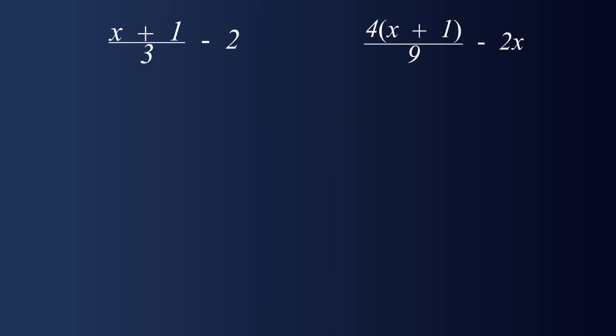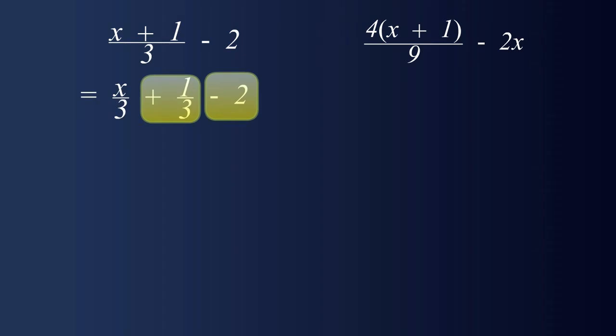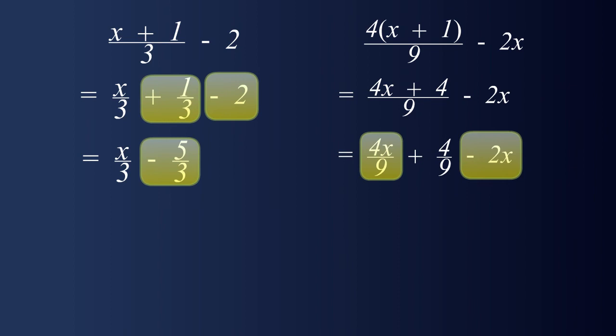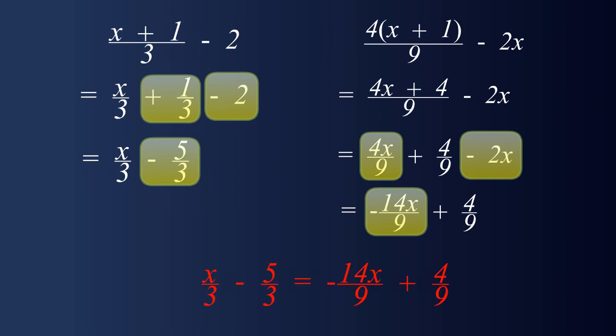Let's go through them. For the left one, we first divide x and 1 by 3 respectively, and we can see 3 terms. Like the previous examples, we can combine 1 over 3 and -2 to get -5 over 3. In the end, we have 2 terms. The expression on the right is slightly more complex, but we can go through a similar process to see that in the end, we also have 2 terms. If we put these together and make it an equation, we can solve it like the previous example.